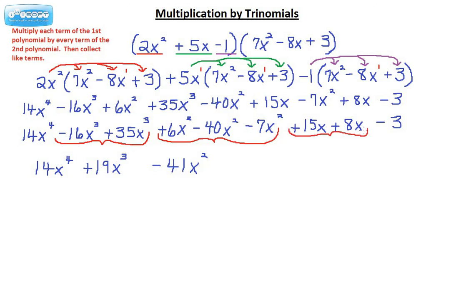We add our two x terms together. This results in positive 23x. And last, we have our negative 3. Since we don't have another number to add with it, we just bring it down. So now our multiplication is complete. We don't have any like terms, so this would be the final answer.